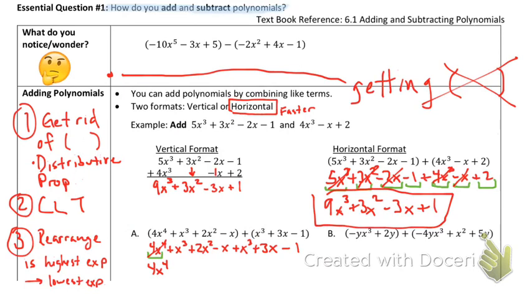The next thing I'm looking for is x to the 3rds. And we do have another x to the 3rd here. So again, there's a positive 1x to the 3rd. There's a positive 1x to the 3rd. Don't forget those are positive 1. So positive 1 and positive 1. That's going to give me positive 2x to the 3rd. And I cross them out because I'm done with them.